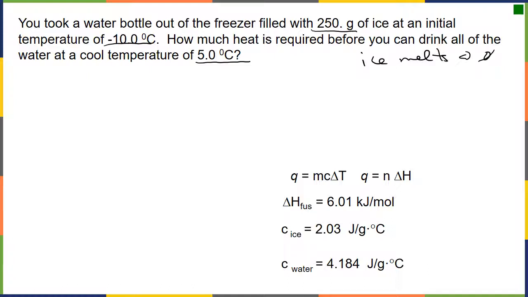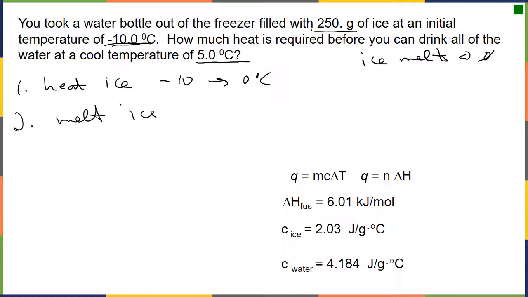So at minus 10 degrees Celsius here, ice is not going to melt. So we're going to have to do 3 separate processes. One, we're going to have to heat the ice from minus 10 to 0 degrees Celsius. Once we have all of the ice heated to 0, we can go to step 2, and we can melt the ice.